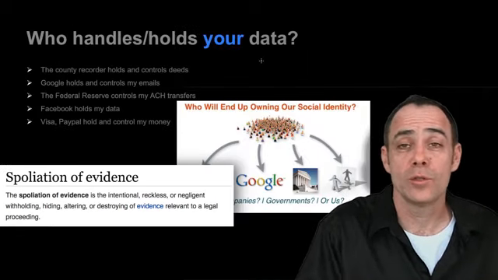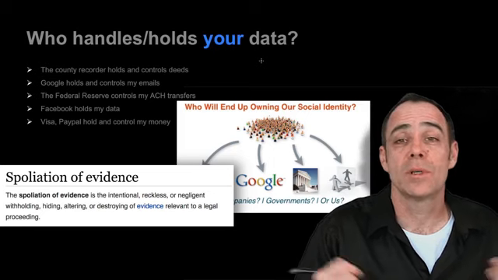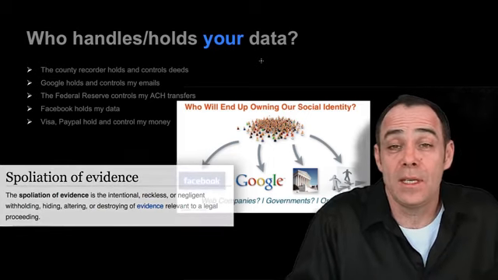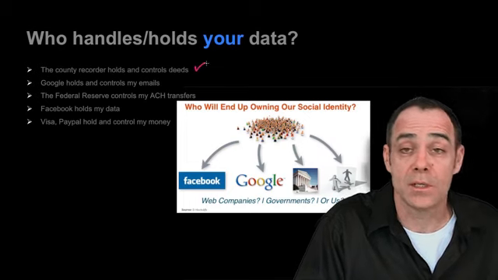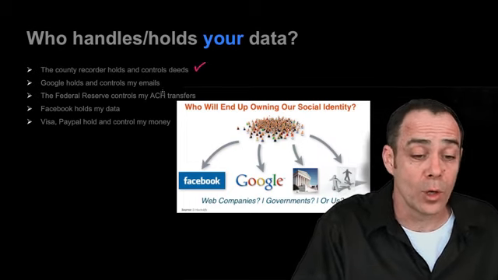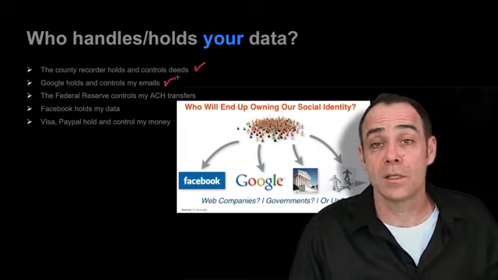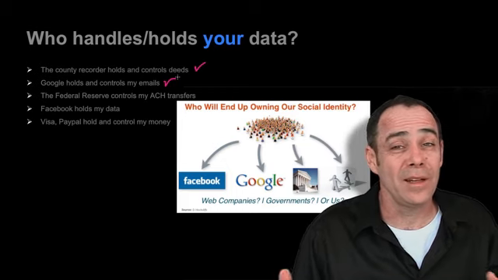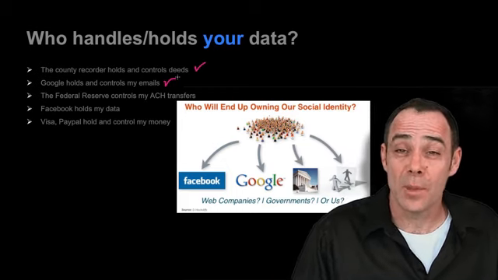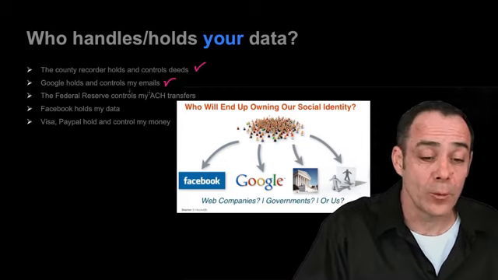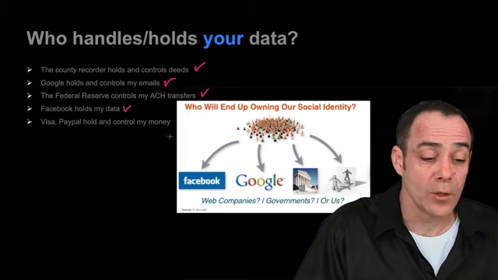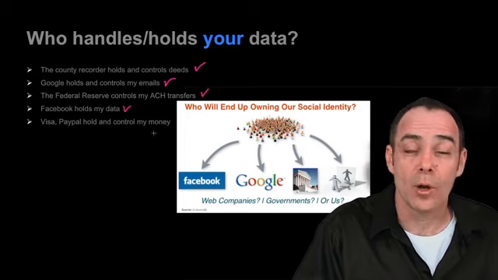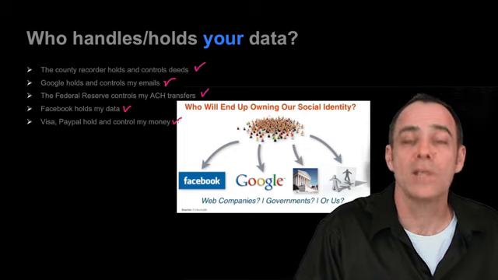Who handles or holds your data? Well, if it's a centralized group, something can happen to that centralized group, and indeed, centralized groups hold everything. The county recorder holds and controls deeds. Big problem for Joe Maxwell. Google holds and controls my emails. Okay, it doesn't seem like a big problem most of the time, but then there's the problems with the NSA and big companies actually giving emails up. The Federal Reserve controls my ACH transfers. Facebook controls my data, holds my data. Visa, PayPal, MasterCard hold and control my money and all the transactional information.